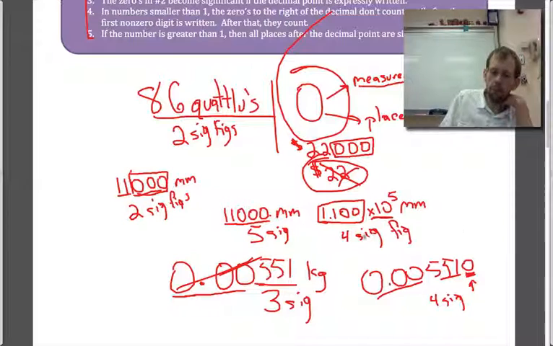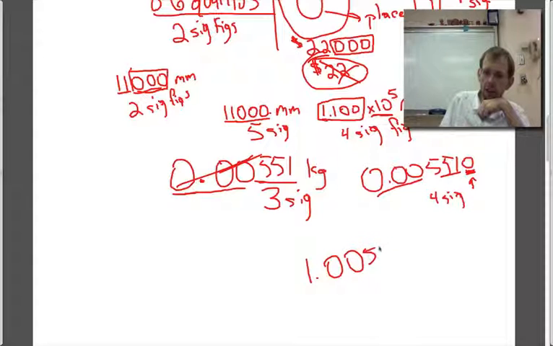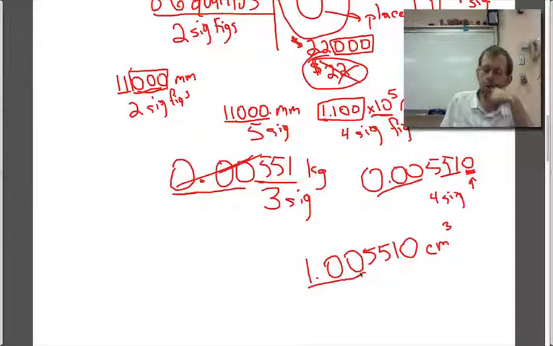Okay. And then finally, what if I started out with 1.00551 cubic centimeters, let's say. Well, in this case, this first part, I have a non-zero. That's definitely significant. No doubt. Non-zero, significant. Significant. And as we discussed before, that last digit must be significant too.